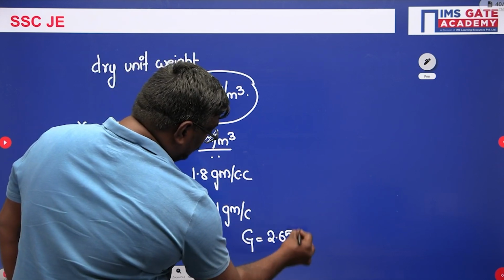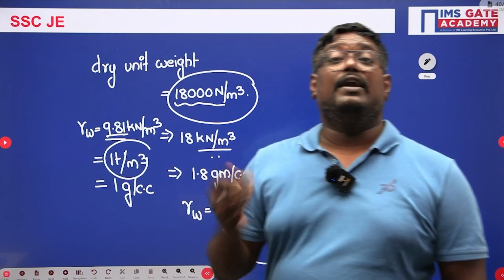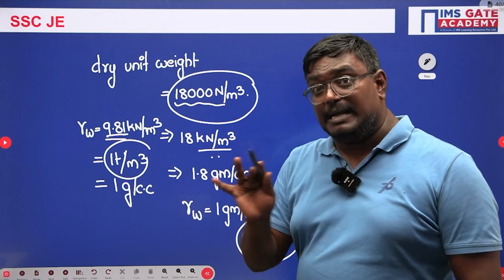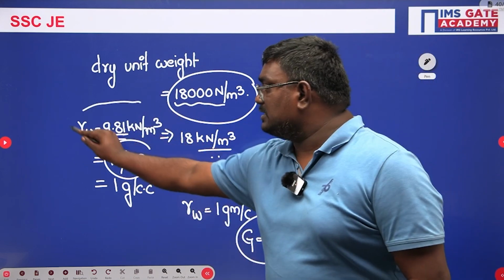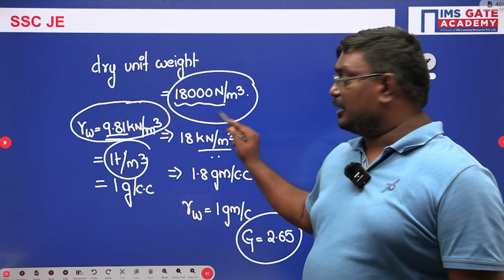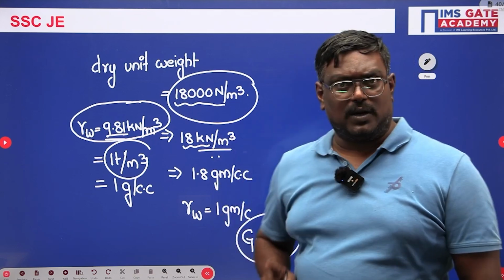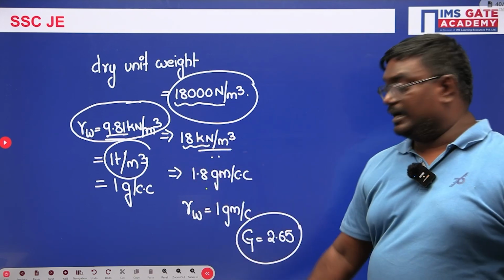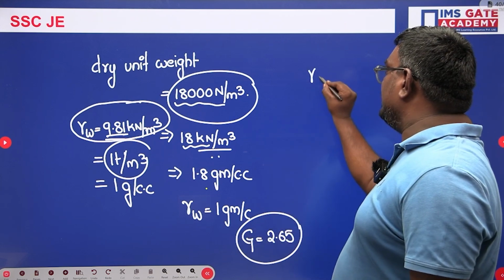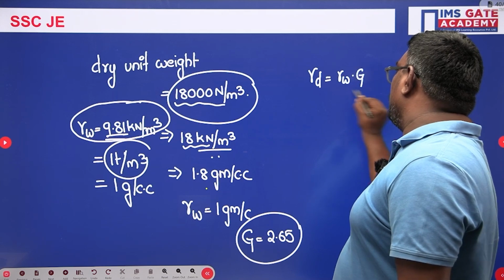See students, you should be smart in this. If you have taken 18,000, 9,810, it will take huge calculations. So the shortcut here seems to be very simple. You know gamma W is 9.81 kilonewton per meter cube. Here they have given 18,000 Newton per meter cube. I can write it as 18 kilonewton per meter cube. Now 10 kilonewton per meter cube, approximation 1 gram per cc. I have taken this as 1.8 and gamma W is 1 gram per cc and G is 2.65. So here my dear students, dry unit weight can be taken as gamma W into G upon 1 plus e.